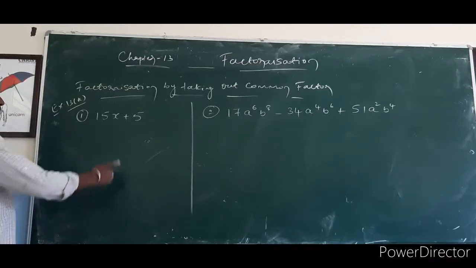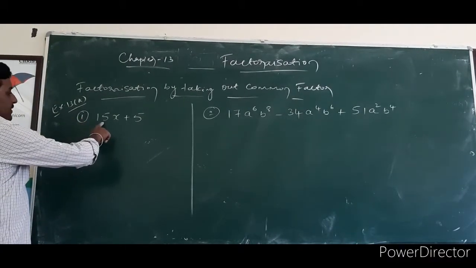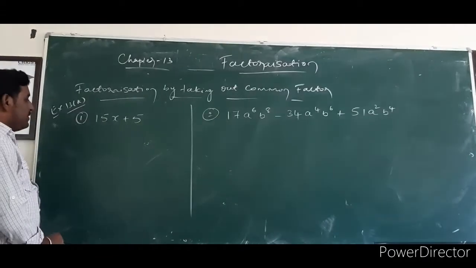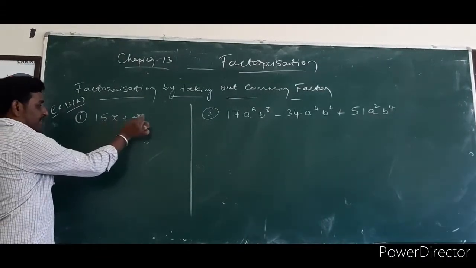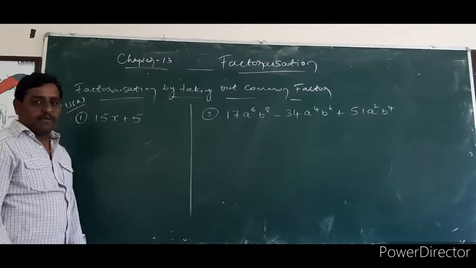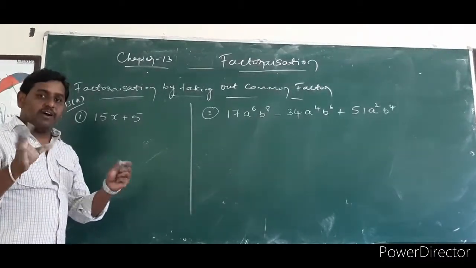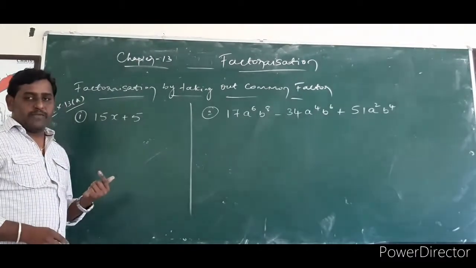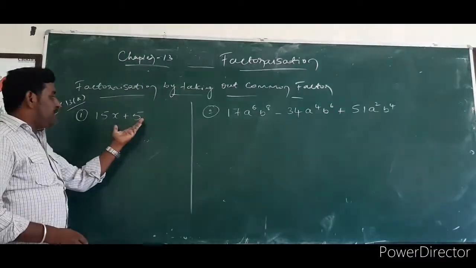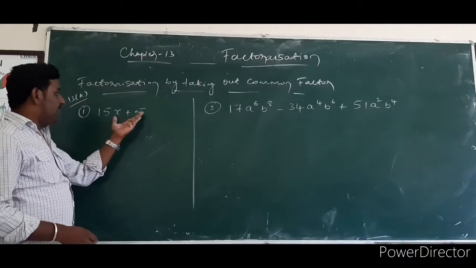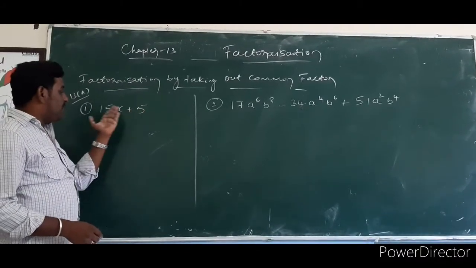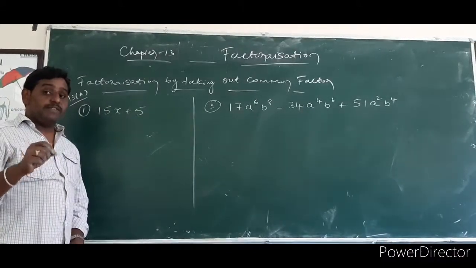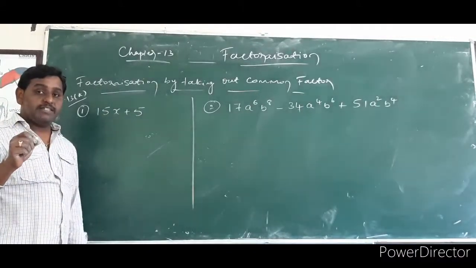Look at the first problem. 15x plus 5. Here a variable is there, but in the second term of the given polynomial, the variable is not there. So we can't take the variable as a common factor. If that is not possible, look at the numerical part of the polynomial. Here 5 is there, 15 is there. 5 and 15, which number will divide both easily?